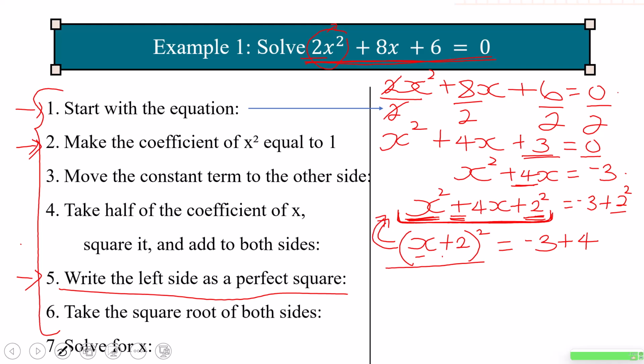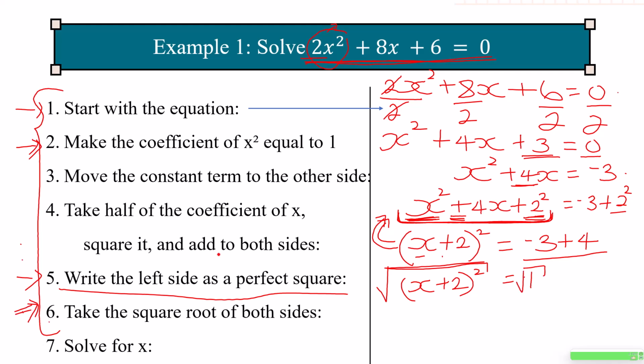Now, the next step says we take the square root of both sides. Let us first simplify this side. We shall have x plus 2 squared, which will equal to negative 3 plus 4 gives you 1. And we are saying that our step 6 is to take square root on both sides. When we do that, we can take the square root here, take the square root here.